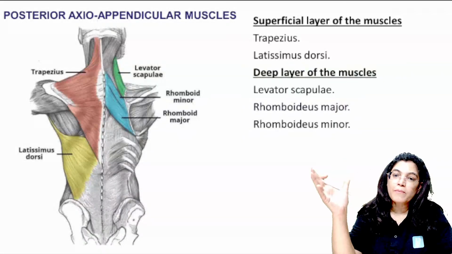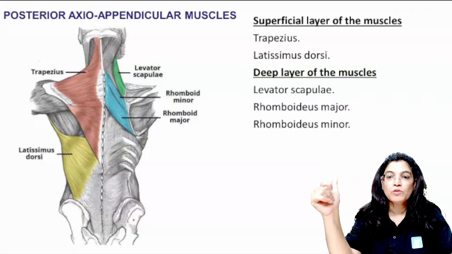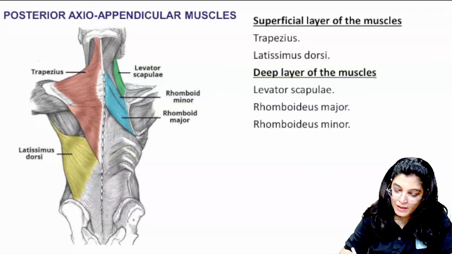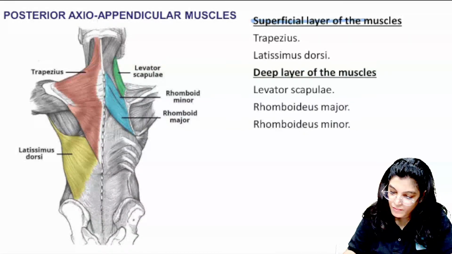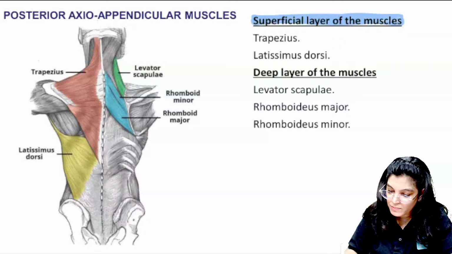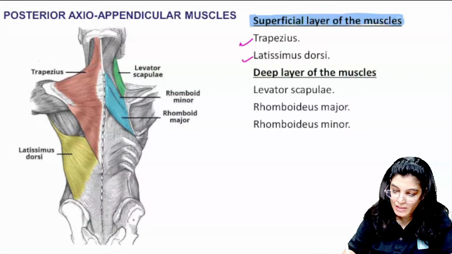So these muscles of the back can be categorized as the superficial layer of the muscle, and then we will move on into the deep layer. If I talk about the superficial group of muscles, in this list I will describe two important muscles, the big bulky muscles. What are they? They are the trapezius and latissimus dorsi muscle.